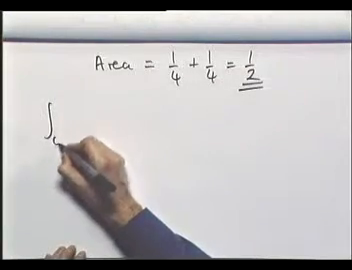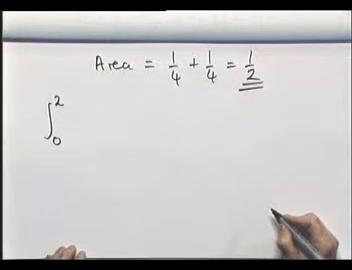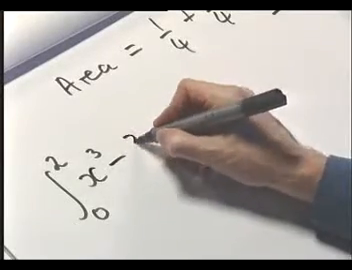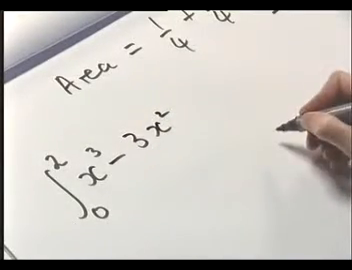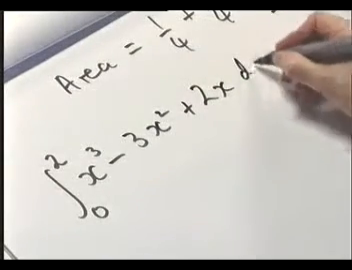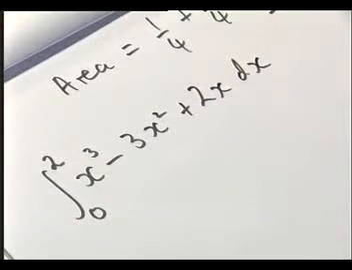Let's just check on something. What would happen if we took the integral of our function between 0 and 2? Let's remember what our function is. It's x cubed minus 3x squared plus 2x integrated with respect to x.